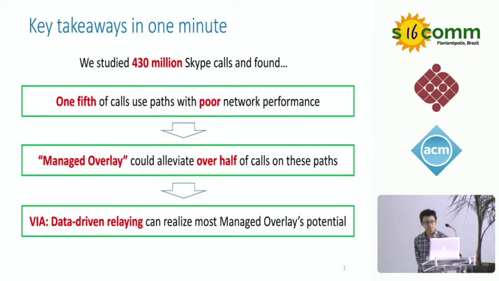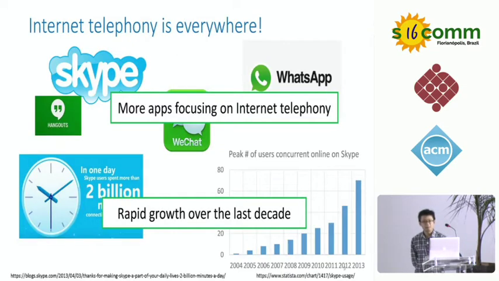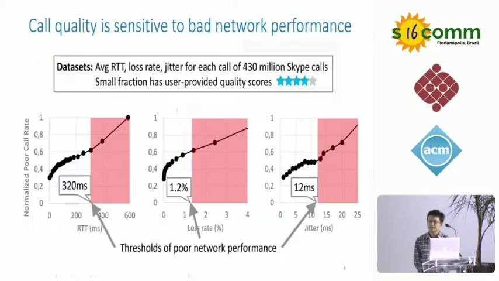Today, internet telephony is everywhere. There are many popular applications focusing on internet telephony. Take Skype as an example. People spend over 2 billion minutes talking on Skype in one day. Okay? And this graph shows the peak number of concurrent users on video on Skype. And you can see that this graph grows rapidly over the last decade. So internet telephony is becoming more and more important. And in the first part of the talk, I'm going to make the case for improving network performance for Skype.